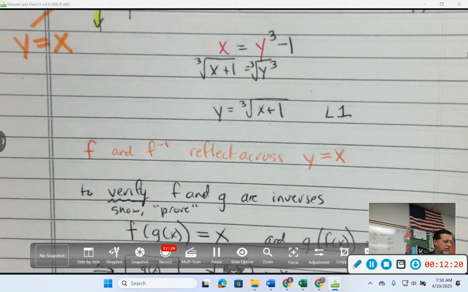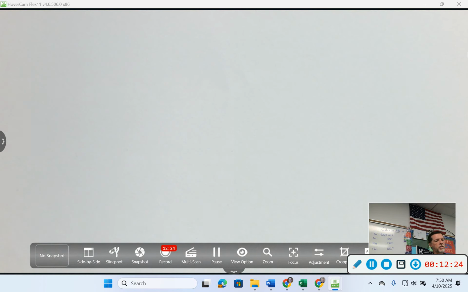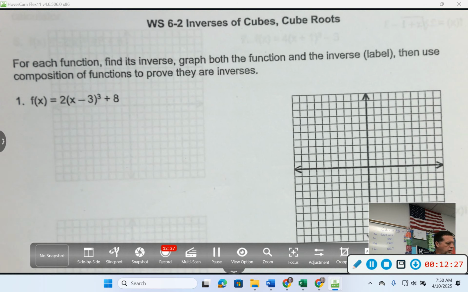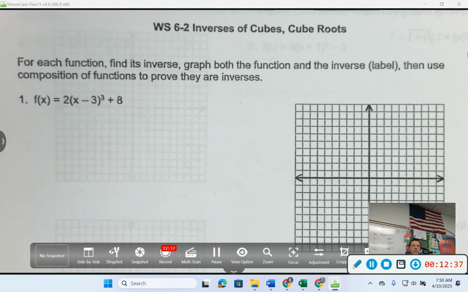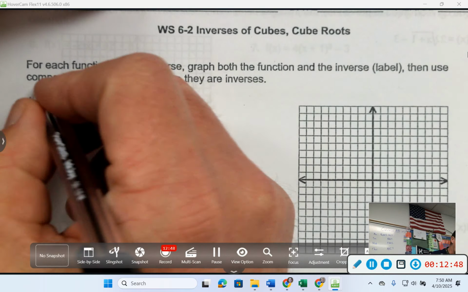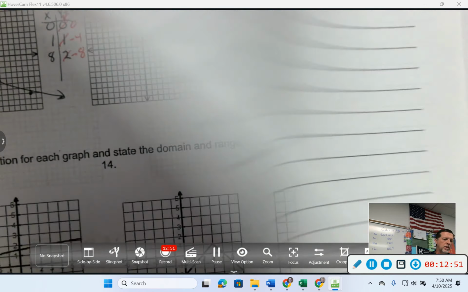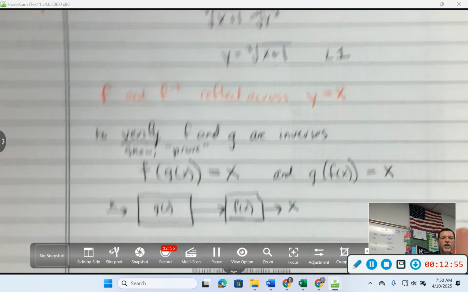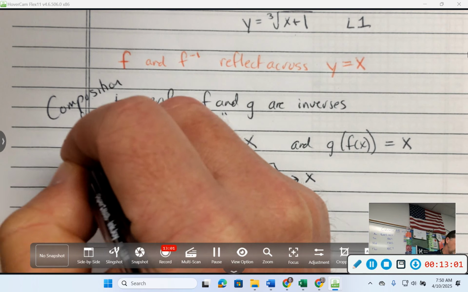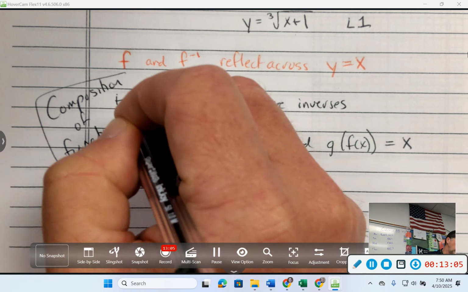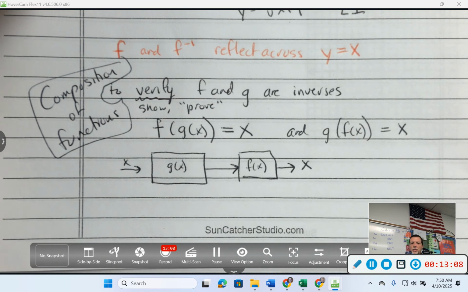Okay, let's do a couple of examples together so we know what's going on here. So this is the worksheet, the assignment, but we'll do some together. Worksheet 6-2, inverses of cubes and cube roots. For each function, find its inverse, graph both the function and the inverse, and label them so we know which is which. Then use composition of functions. Guess we didn't call that composition a minute ago, but this f of g and g of f stuff, that's what composition of functions is called. You're composing functions together. You're not adding them or multiplying, you're composing them.